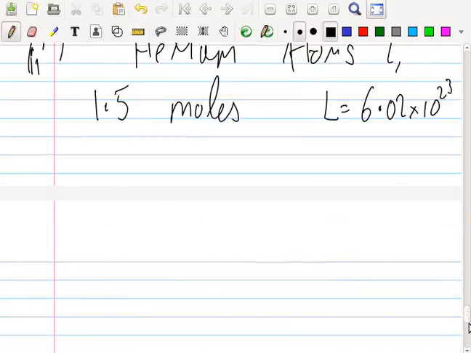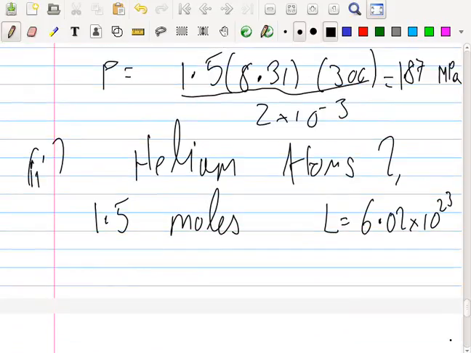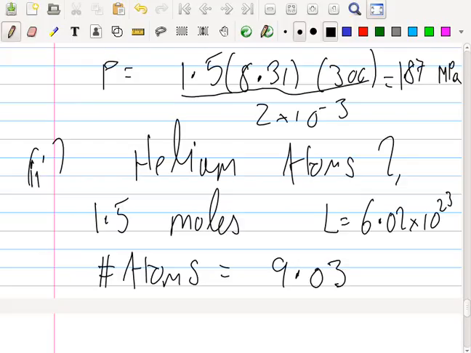Okay, so we want to know, this is easier than I thought. He wants to know how many atoms of helium there are. So it should just be a matter of multiplying this, right? If you multiply these together, 9.03 times 10 to the 23.